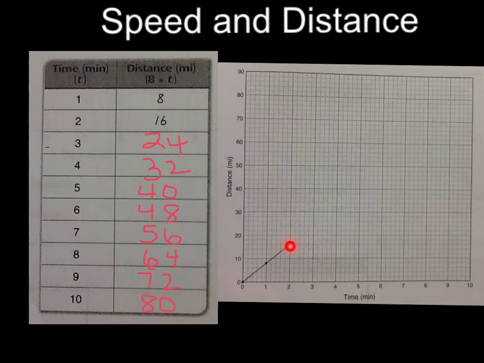Here is the next point on the graph. After 3 minutes, the person traveled 24 miles. I am going to complete the rest of the graph to show you what it looks like. Here are all of the rest of my points on the graph. When I connect them in the order that I plotted them in, I get a fairly straight line that looks like this. As you can see, at 8 miles per minute, a person can travel 80 miles in 10 minutes, because 10 times 8 is 80.